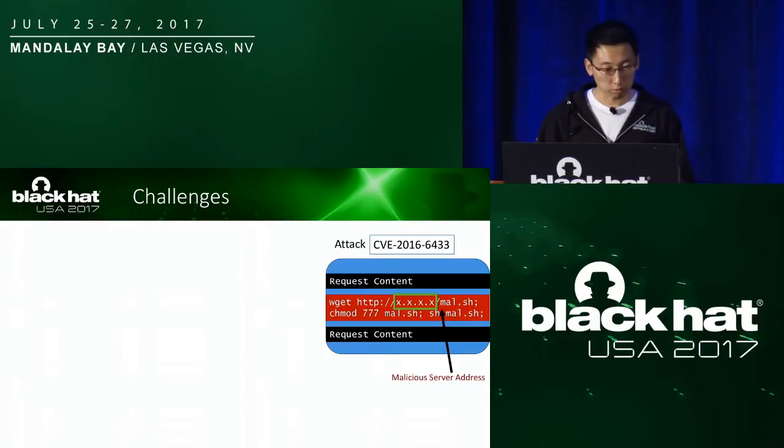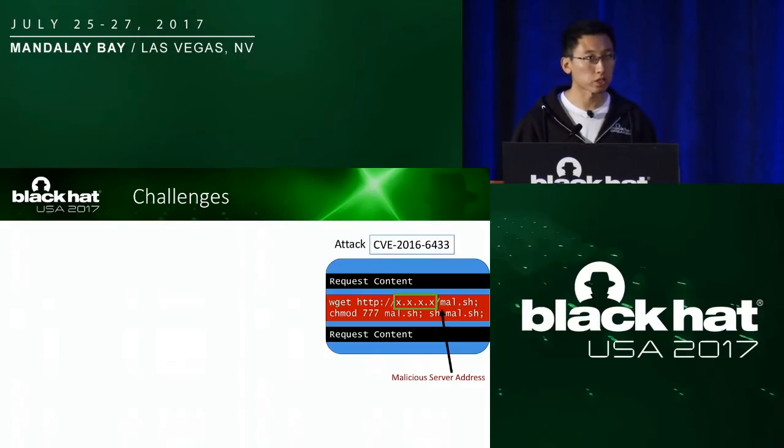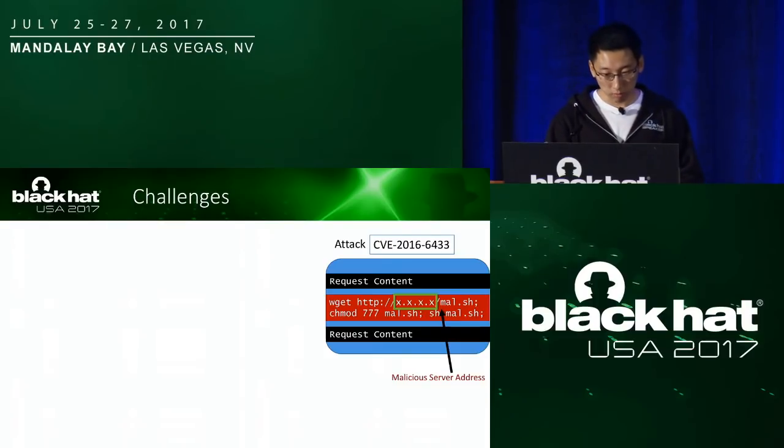But the real attack is not this simple, based on the traffic we have captured. Capturing this kind of traffic is quite easy for any honeypot. But the problem is that the attacker will check whether our honeypot is a real IoT device, or whether it is the specific vulnerable version that they are targeting.